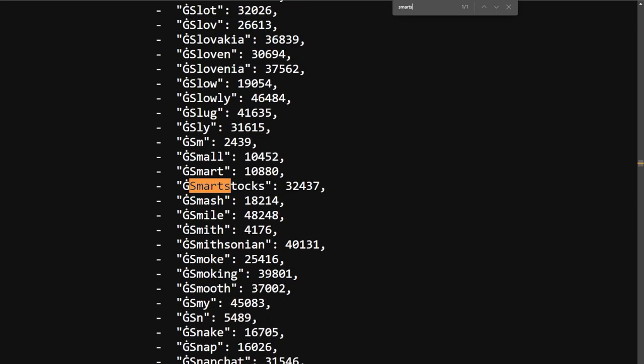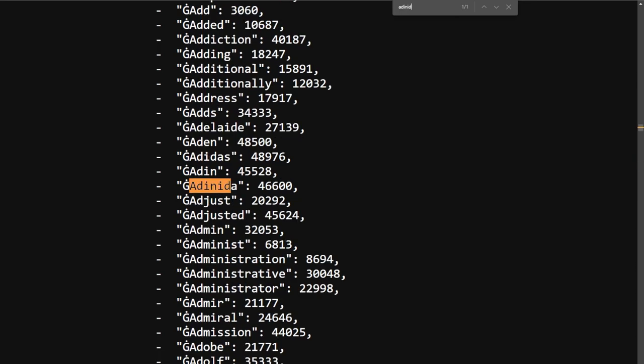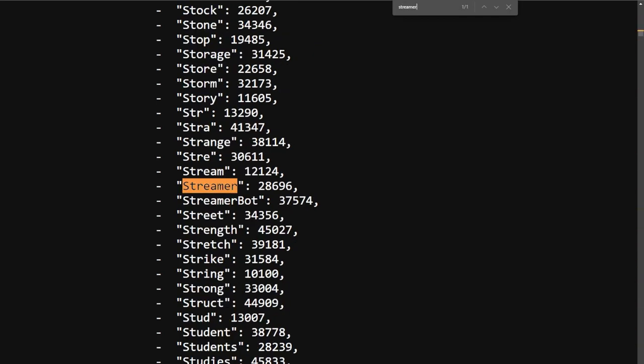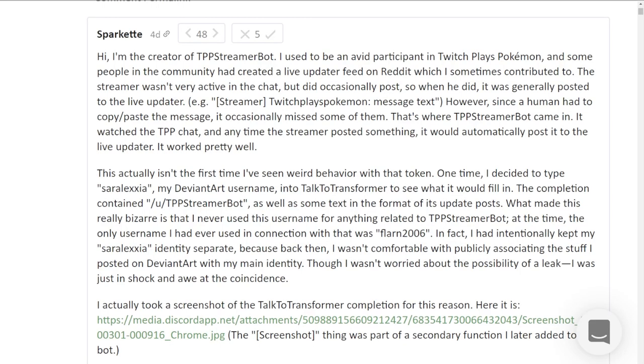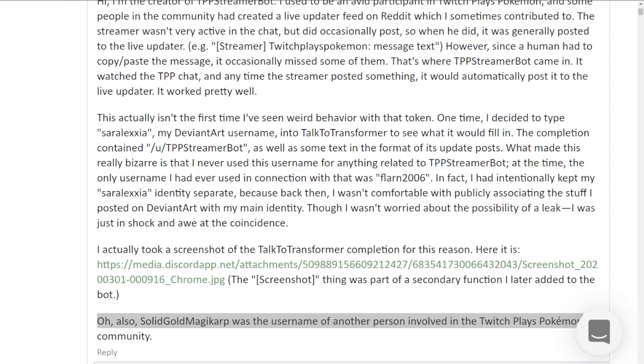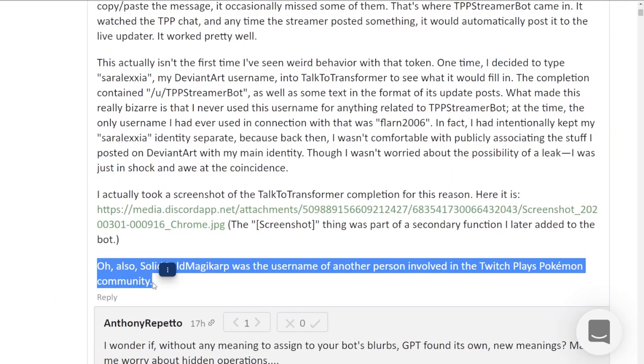First, let's rule out some theories based on the information we've gathered. While the majority of the unique tokens that break ChatGPT belong to R/Counting users, there are a few exceptions. One is TPP Streamerbot, which refers to the well-known Twitch Plays Pokemon channel. This bot was created to automatically post updates from the Twitch Plays Pokemon streamer onto a Reddit live feed. It's interesting to note that SolidGoldMagikarp used to be a Twitch Plays Pokemon moderator, as pointed out by the user who made TPP Streamerbot in a comment on Less Wrong.